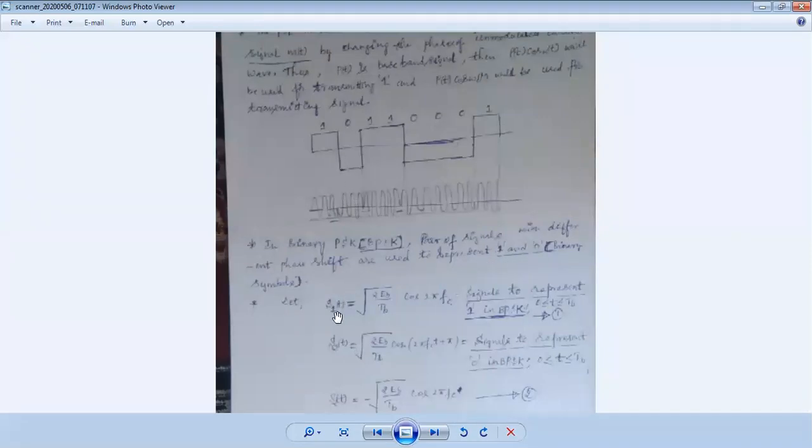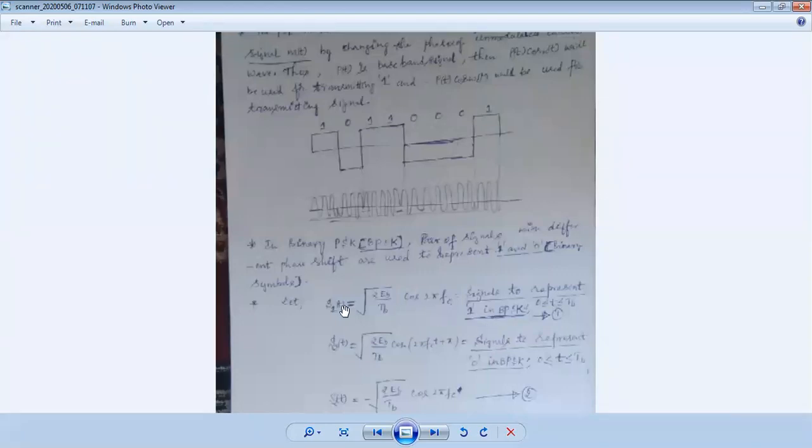So in order to represent 1, let us say the signal S1 of t, the binary signal, is S1(t) = square root of 2 EB/TB into cos 2 pi fc t. This is the signal to represent 1 in BPSK. BPSK means binary phase shift keying. B means binary, because of the binary information we are going to send. Sometimes they may say BPSK or BPSK, which are one and the same, so we should not worry much. The answer is the same.